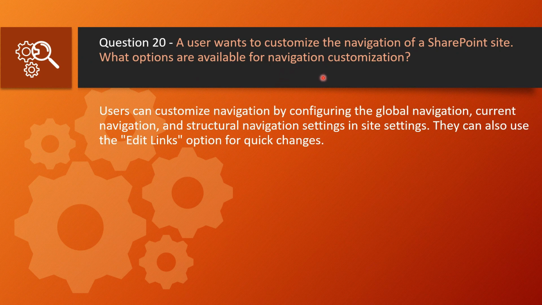A user wants to customize the navigation of the SharePoint site. What options are available for navigation customization? The user can customize the navigation by configuring the global navigation, current navigation, and structural navigation settings in the site settings. Whenever you go into the site settings, you will be able to see these three navigation types: global navigation, current navigation, and structural navigation. And from there, they can use the Edit Links option for quick changes.